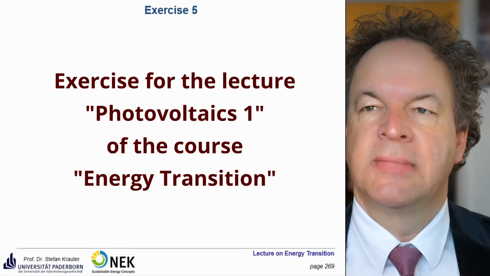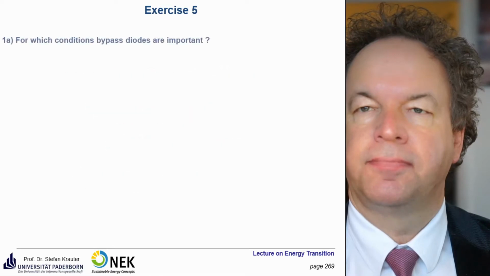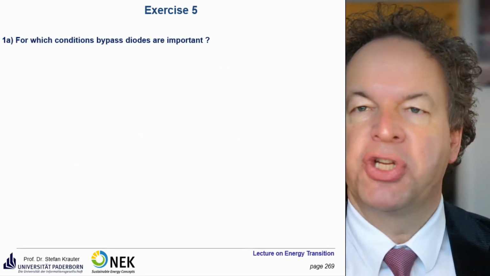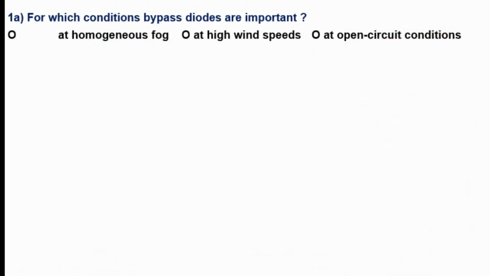So, welcome. We are doing exercise number 5 now. For which conditions are bypass diodes important? We have several options; we can select one, several, or none of them. The options are: homogeneous irradiation, high wind speed, open circuit conditions. Does this have anything to do with bypass diodes? No.